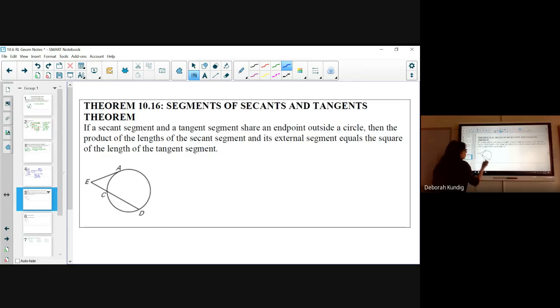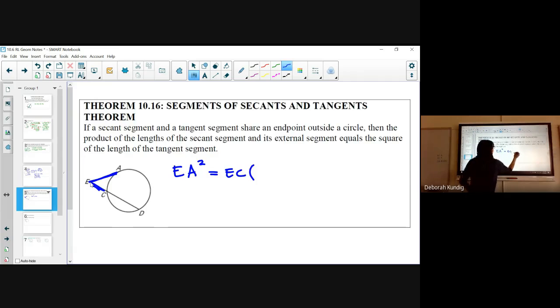This one's different. So the first one was a secant and a secant. This one's different because now it is a tangent with a secant. And the difference is that the tangent doesn't have an inner piece. So it's just EA times EA, and that is going to be EA squared is equal to the outer piece EC times the whole thing ED.